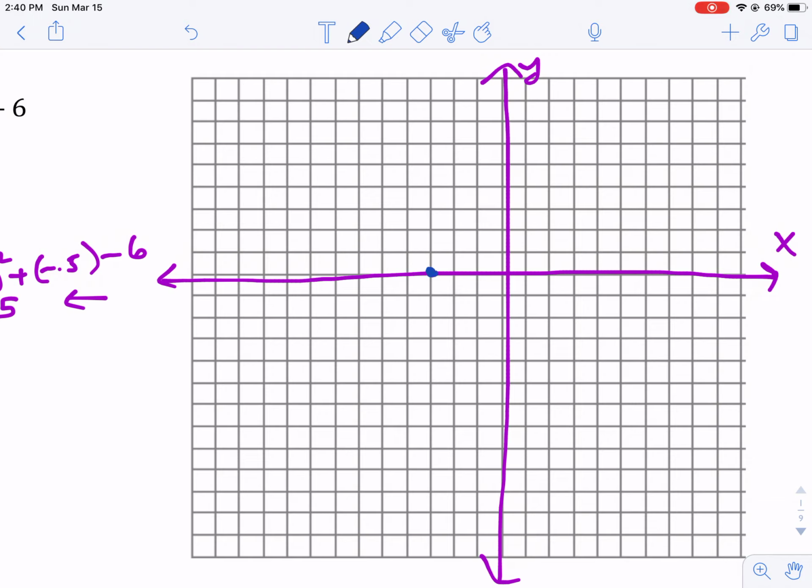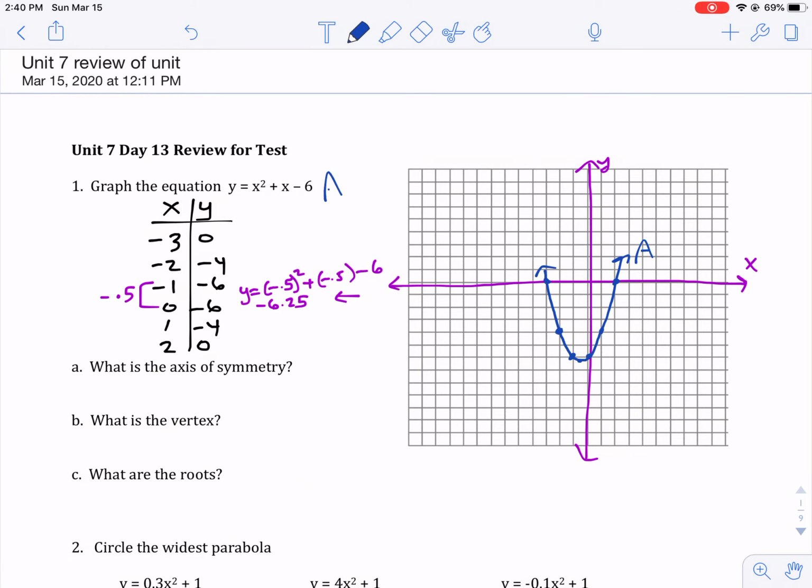-3, 0, -2, -4, -1, -6, 1/2, -6.25. Remember, you have to graph that vertex. So if it doesn't show up in your table, you go find it. All right, draw some arrows, label it. So I'm going to call that equation A, and my graph is done.